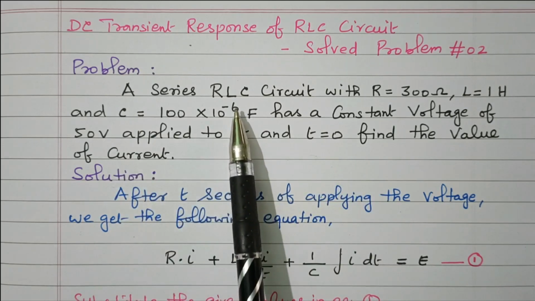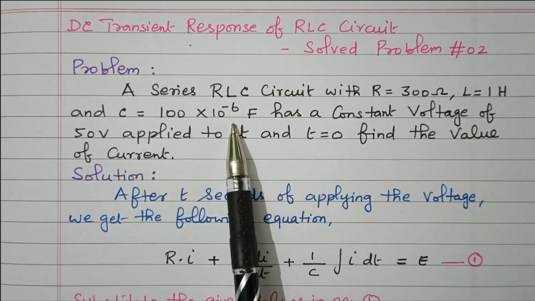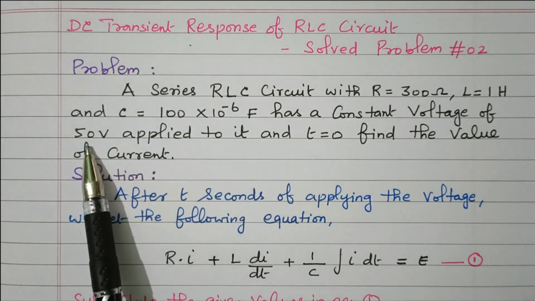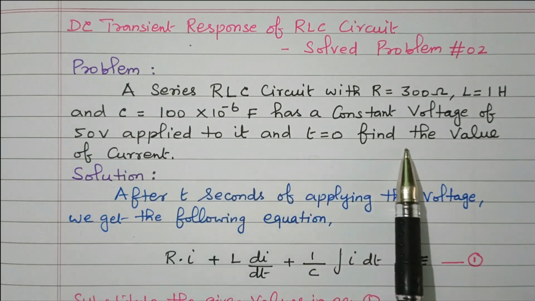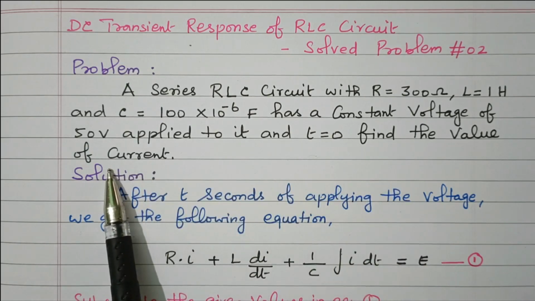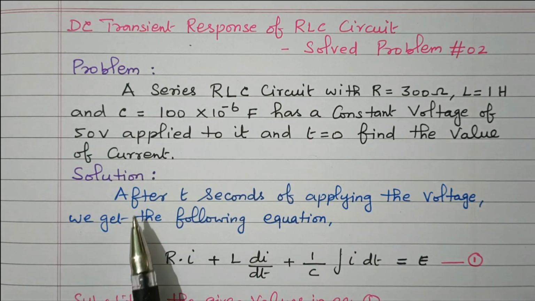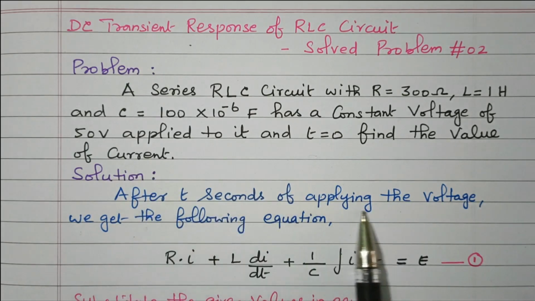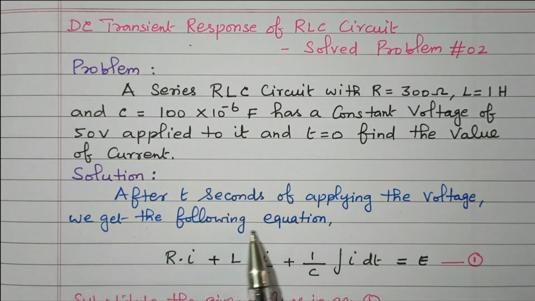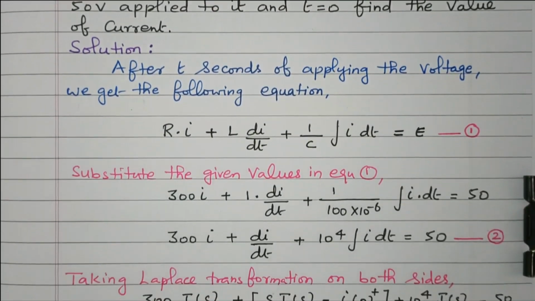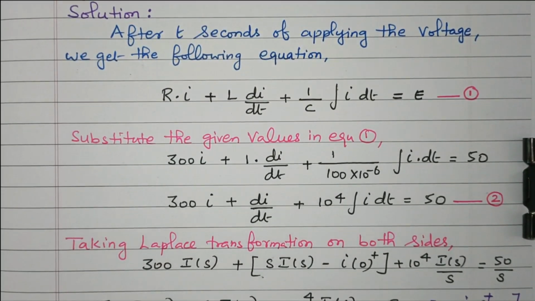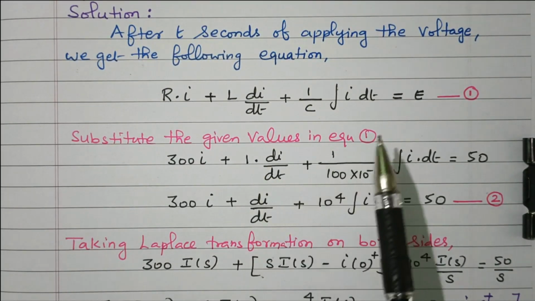So a series RLC circuit is available and the RLC values are given. The voltage of 50 volts is applied at t equal to 0. We need to find the value of the current. So after t seconds of applying the voltage, we can get the following equation. By using Kirchhoff's voltage law, we can get the equation of the RLC circuit. R, L and C are connected in series.